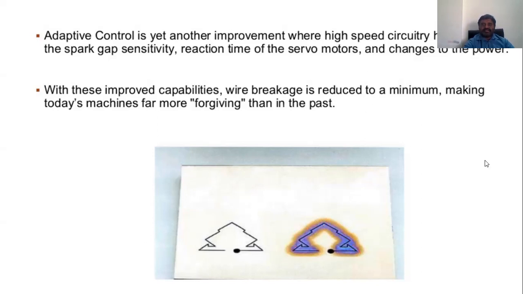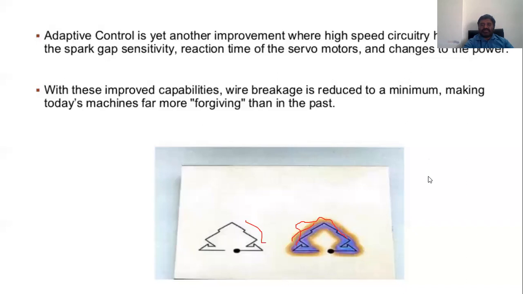The spark-sensitive reaction time of the servo motor changes here, and wire breakage is reduced to a minimum in today's machining compared to the past. In this way, this is how the spark is generated here. See, this is the previous one, and for the making of this one, this is how the spark got generated.